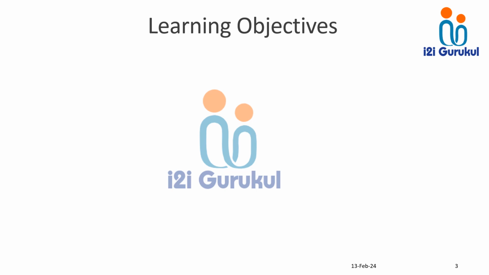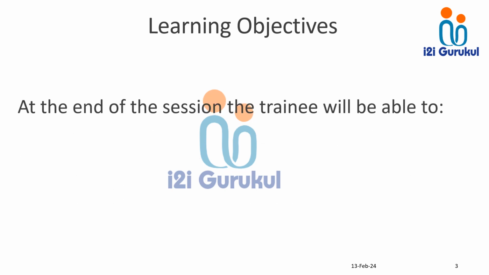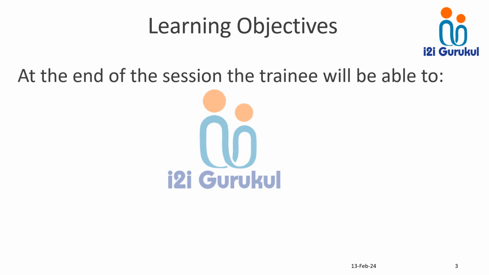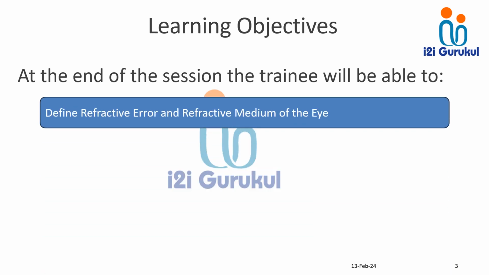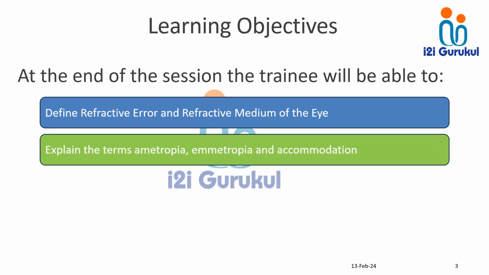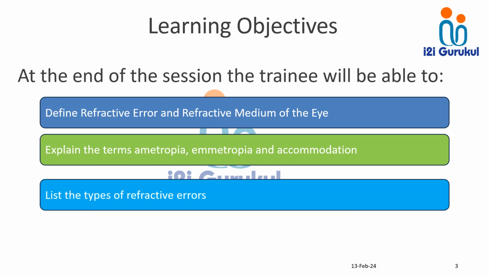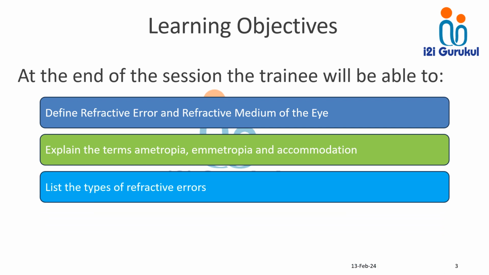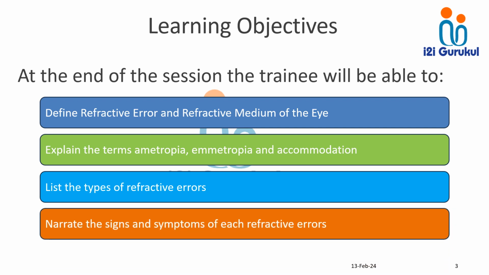Before going to start this session, there are a few objectives of this session. So at the end of this session, you will be able to define the refractive errors and refractive medium of the eye. You will be able to explain the terms ametropia, emmetropia and accommodation. You will be able to list the types of refractive errors. You will be able to narrate the signs and symptoms of each refractive error. So these are the objectives of today's session.